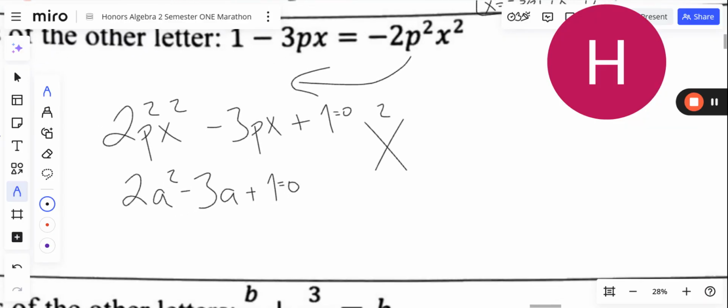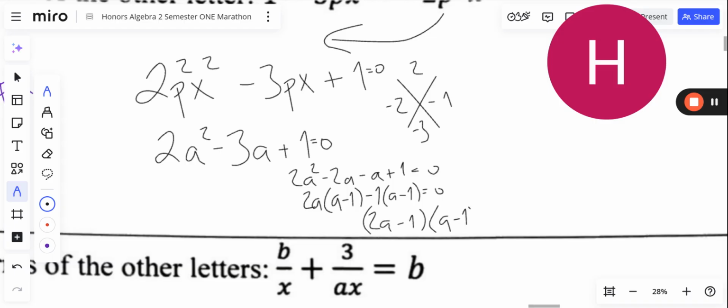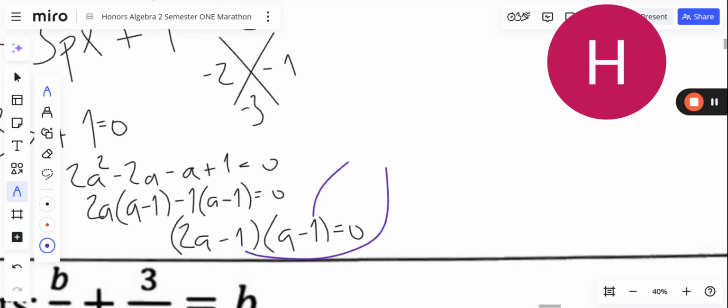We find two numbers that multiply to 2 and combine to negative 3. That's going to be negative 2 and negative 1. Therefore, 2a squared minus 2a minus a plus 1 equals 0. Do a little group factoring from that first group, and then take a negative 1 out from that second group, and you end up with 2a minus 1 times a minus 1 equals 0. Now remember, we can even go a little further and solve each of these. We can say that a equals 1/2 and a equals 1. Remember that a is actually p times x.